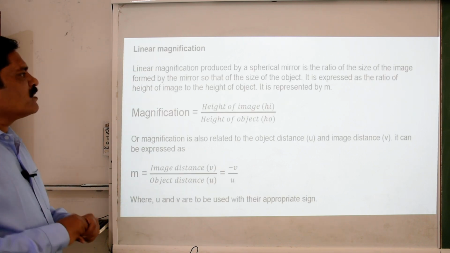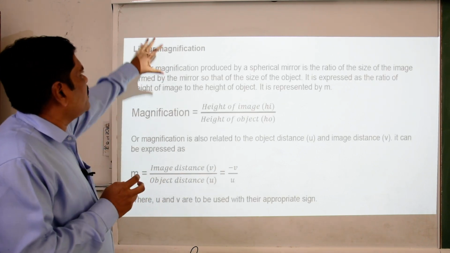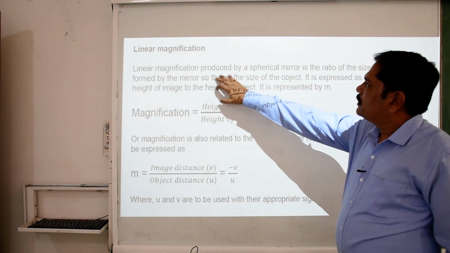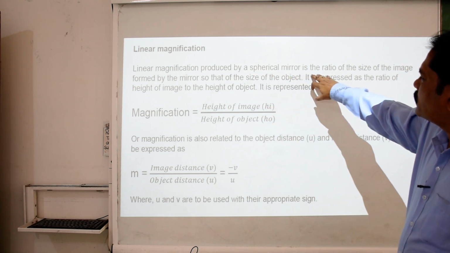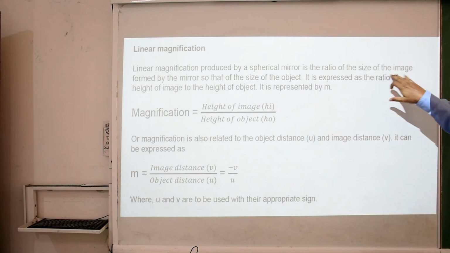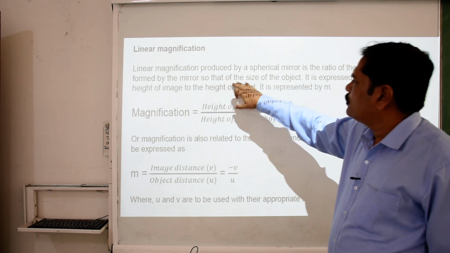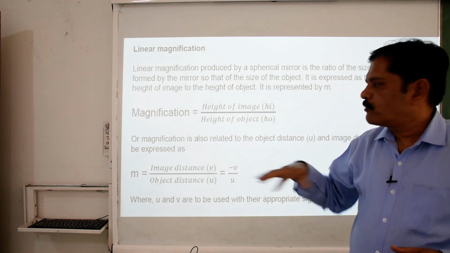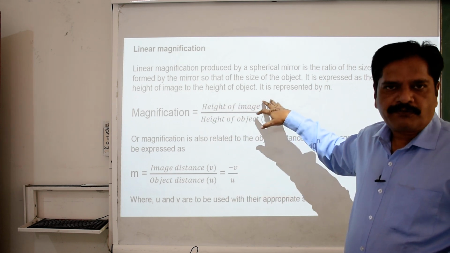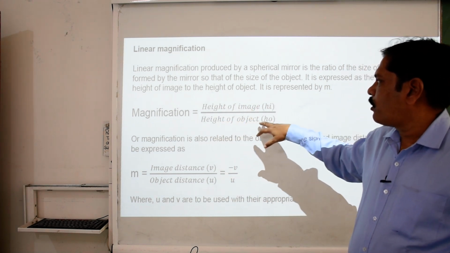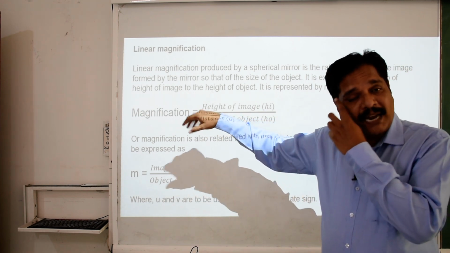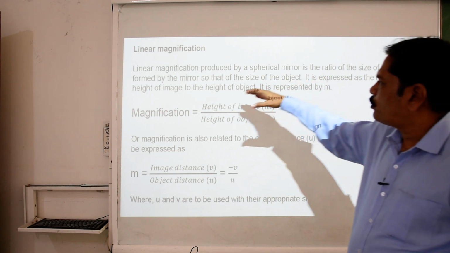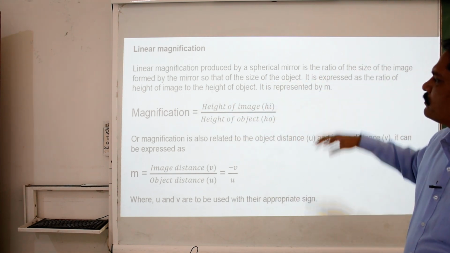Okay, now here we are going to discuss one more fact, that is the linear magnification. Clear? What is the linear magnification? The linear magnification produced by a spherical mirror is the ratio of the size of the image formed by the mirror to the size of the object. Okay, simply what will be the formula? That is the height of the image divided by height of the object. So you will get the magnification of the image. Clear? So it is expressed as the ratio of the height of the image and the height of the object.